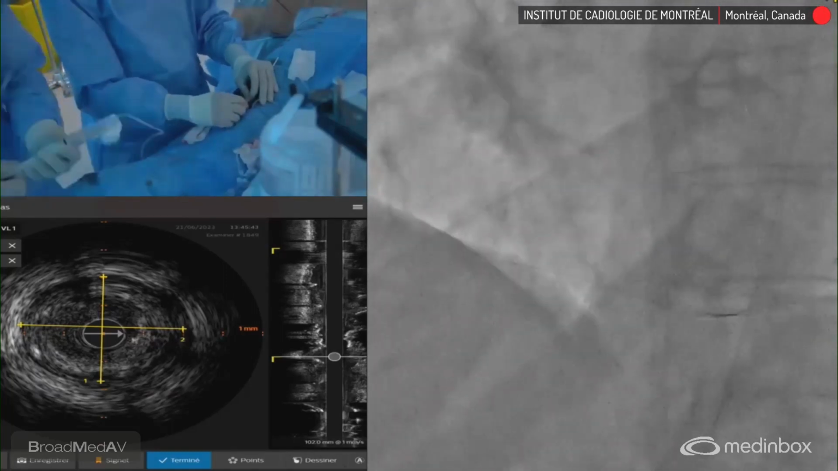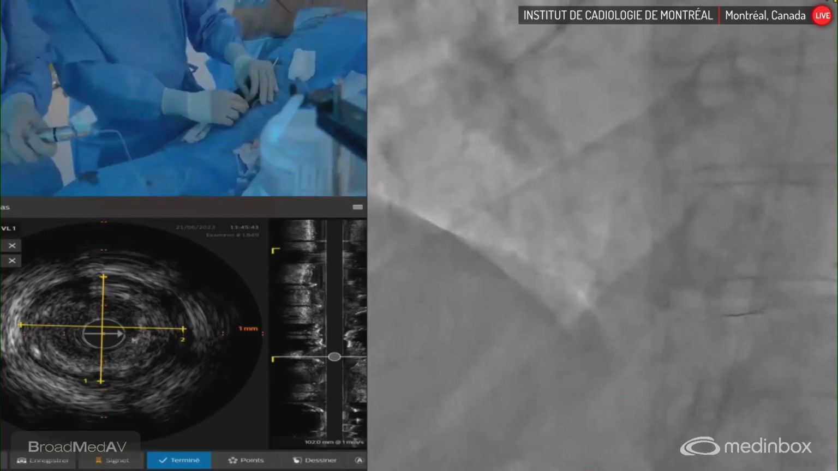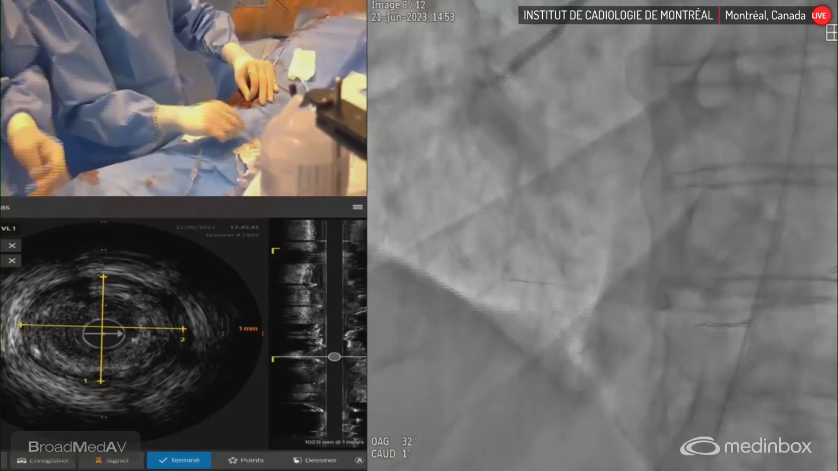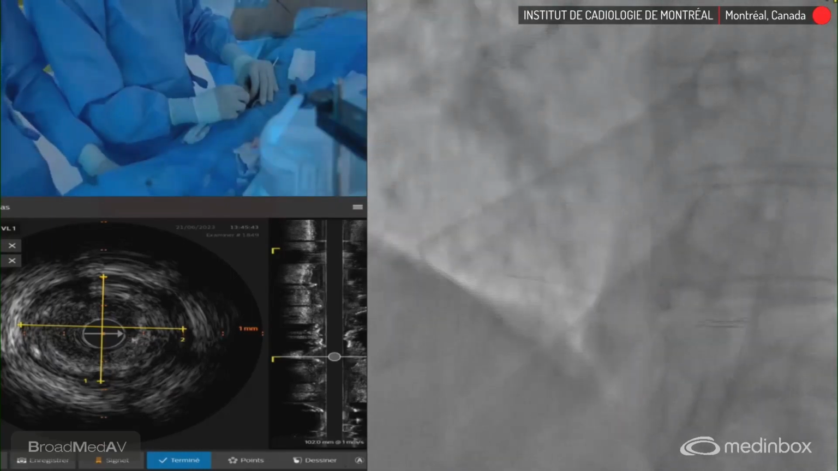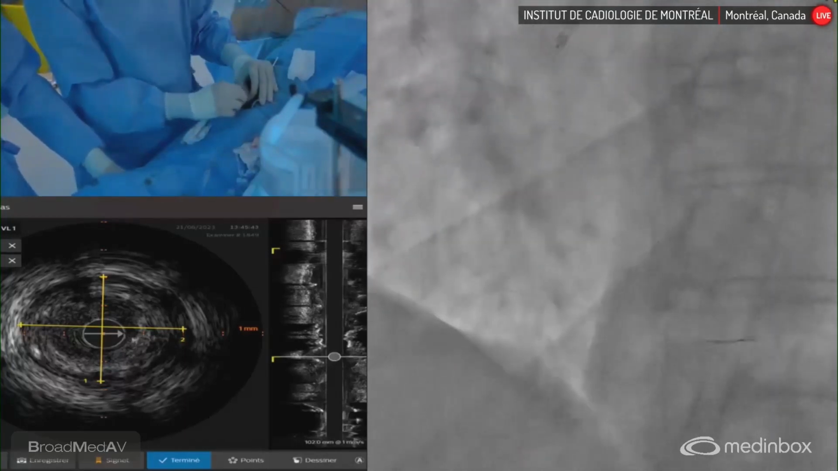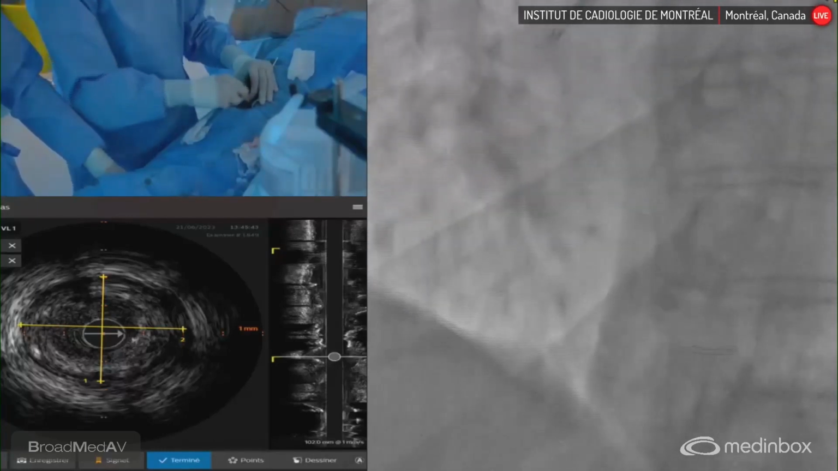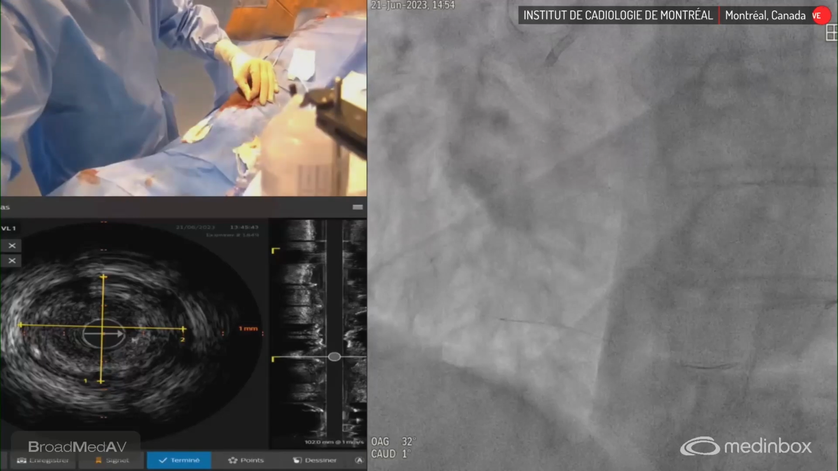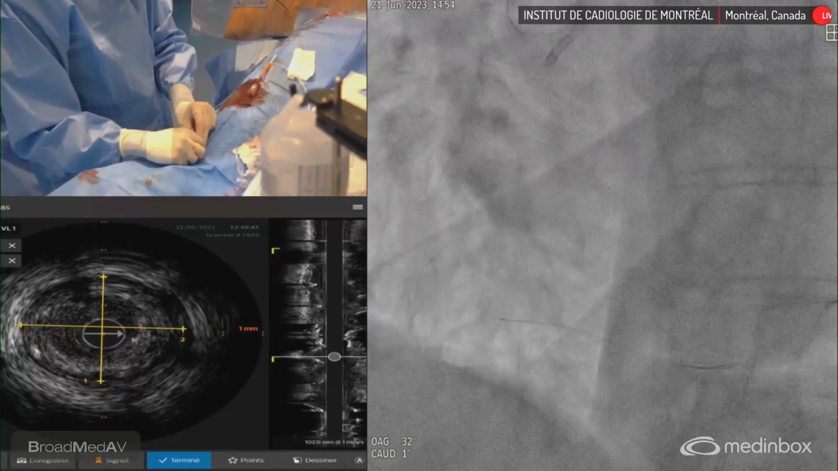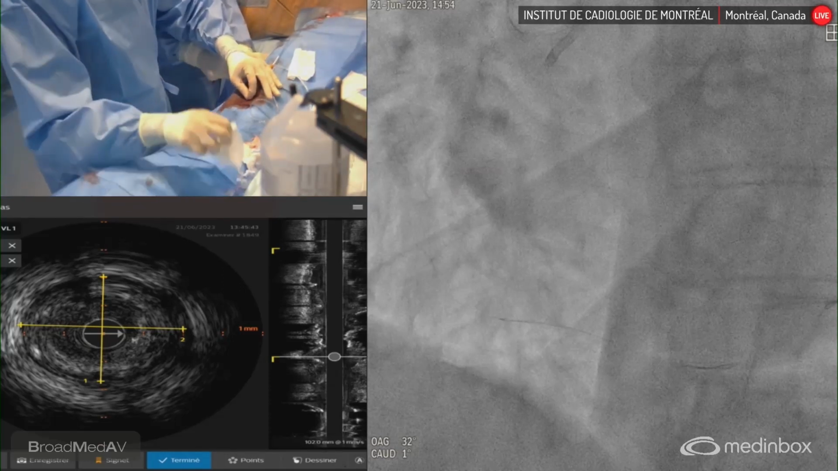Okay. And what about IVL, since we already have a wire and we have some dissection planes? It's possible, yeah. It can be used. Another good choice, I think. It's the superficial calcium that would have made me maybe use a rotablator. 1.5 rotablator. All right, that was good.